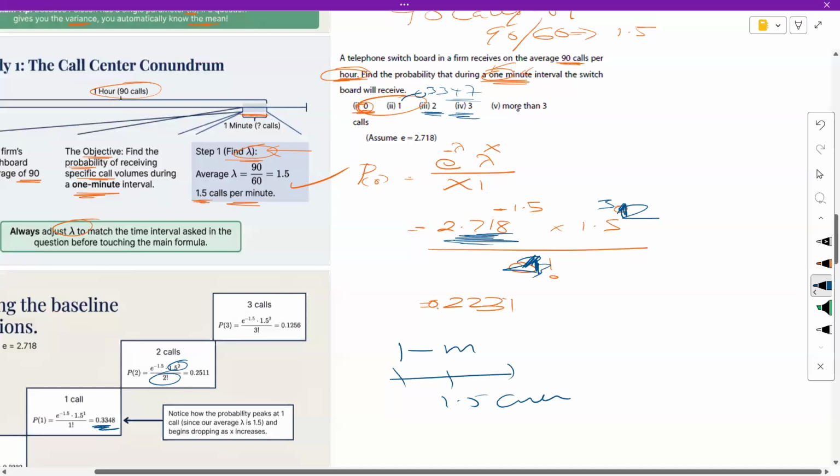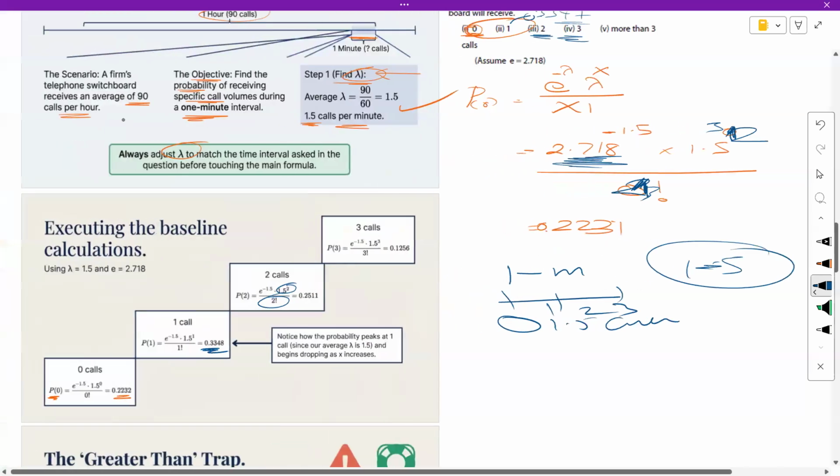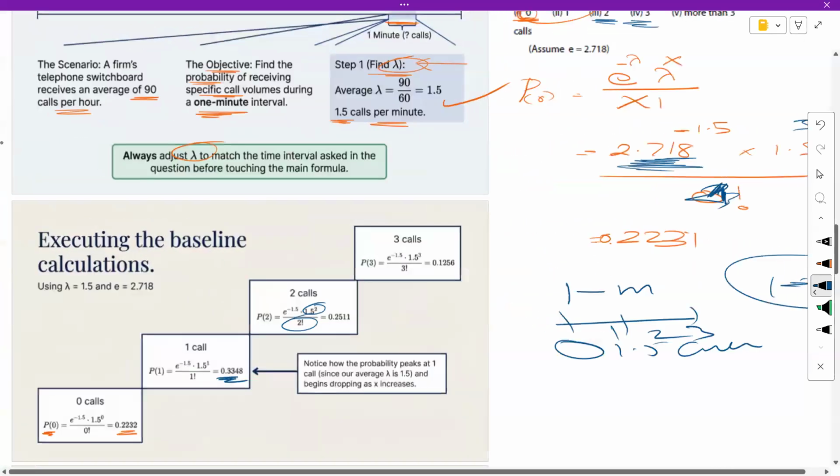Now we have to find the probability of getting 0 calls in a minute, and exactly 1 call, exactly 2 calls, exactly 3 calls. Here the average is 1.5. So look at the probabilities here.